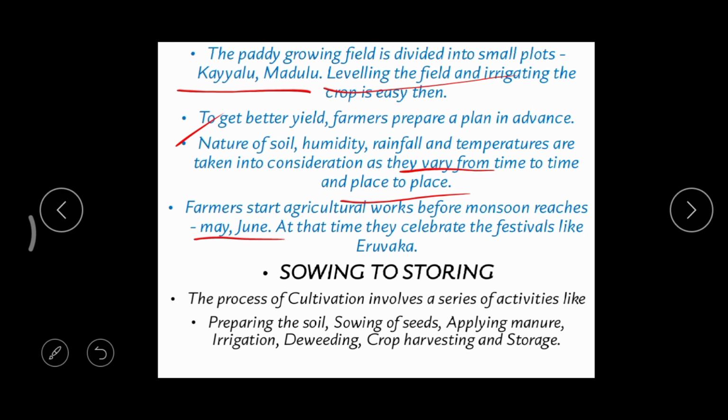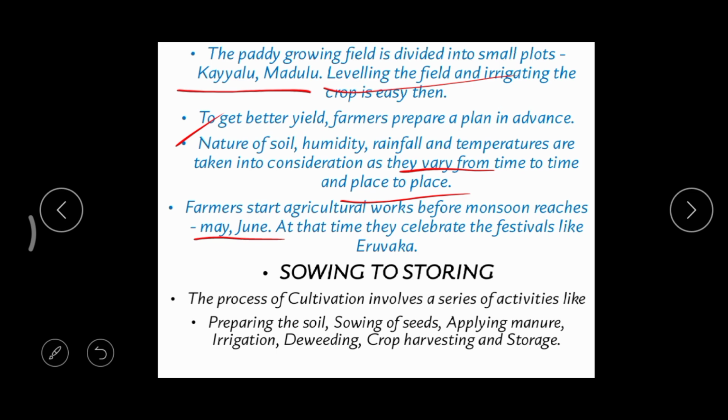Then what's the next one? Sowing to storing. What is meant by sowing? Sowing means putting the seed in the soil. And then storing. Storing means after cutting the crop, or after cutting and separating the food grain, we store that for a future purpose. Correct. That means from beginning to ending, what steps can we find?